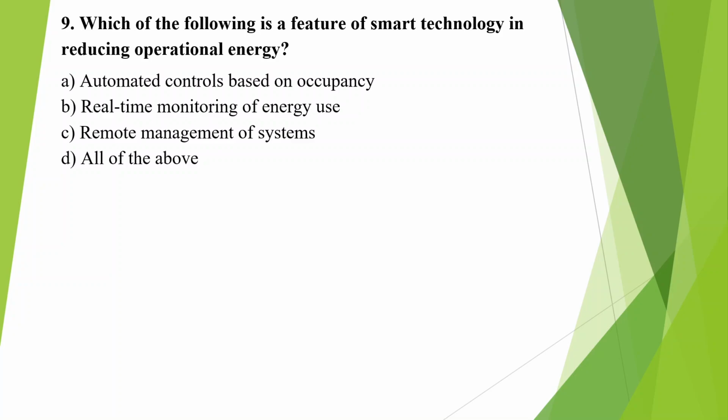As you know, this smart technology, with its automated control feature based on the occupancy level or the demand, can automatically control the switching on of the lights or HVAC systems, and they can help in reducing the operational energy demand. This is the correct one, but this also helps in the real-time monitoring of the energy use. So with this also it can be helpful for reducing the operational energy demand, and remote management of the system is also possible with the help of smart technology. So all these features are helpful for reducing energy consumption.